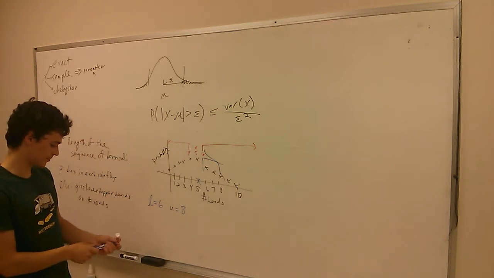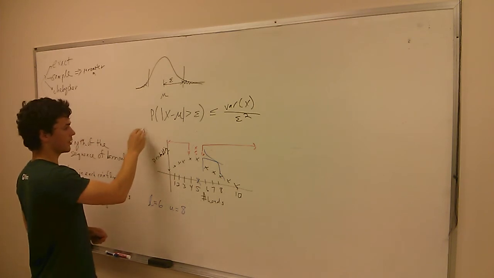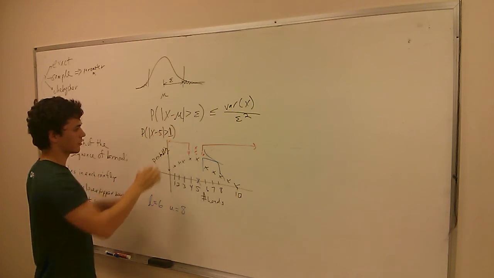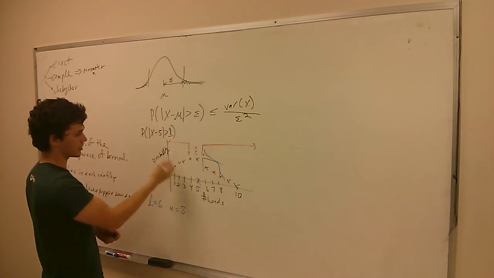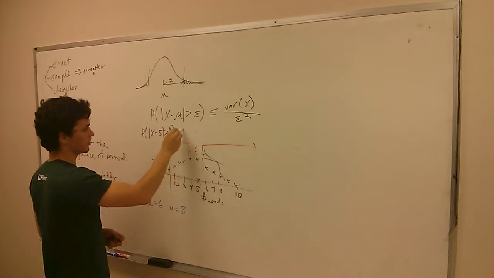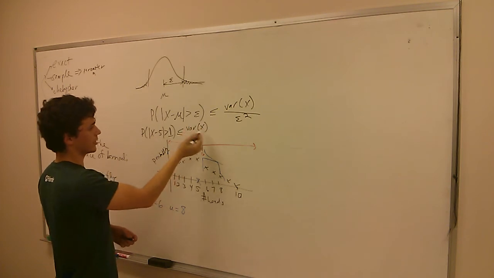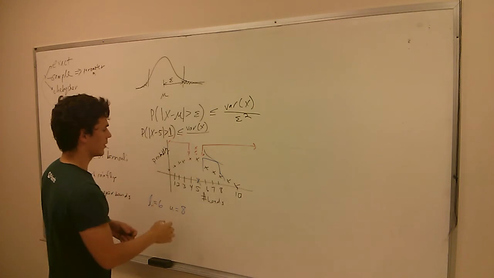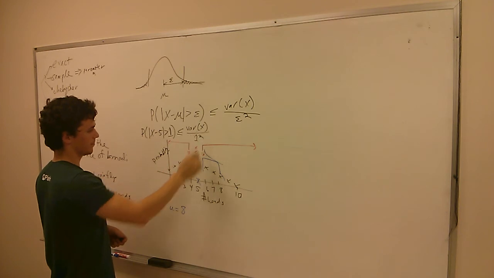So Chebyshev tells us the probability that the absolute value of x minus 5 is greater than 1, so the probability x is here or x is here. x minus 5 greater than 1 is another way of saying x is less than 4, or x is greater than 6. The probability of this happening is at most the variance of x, which we can calculate exactly because we know n and we know p. We'll calculate it later. Divided by epsilon squared, and epsilon here is 1, so it's 1 squared.